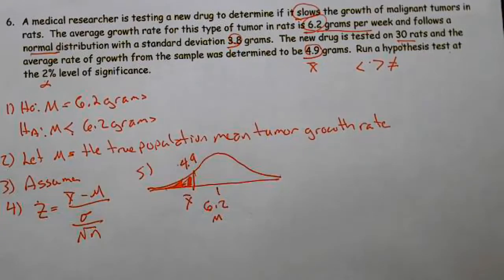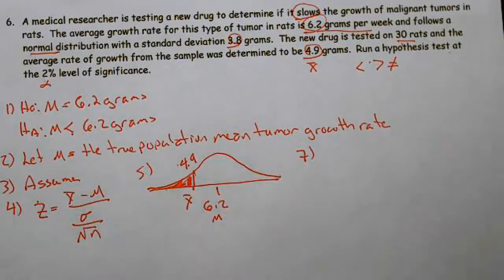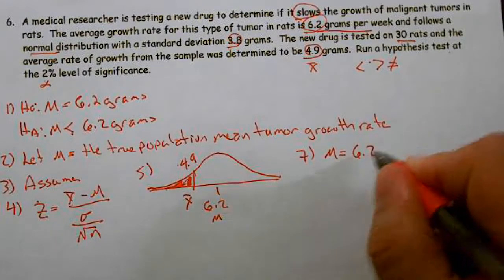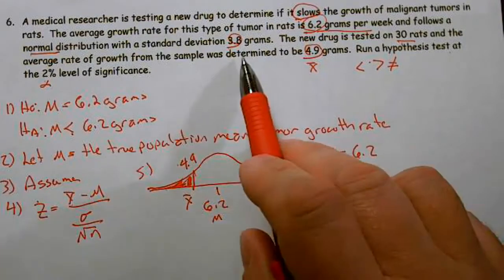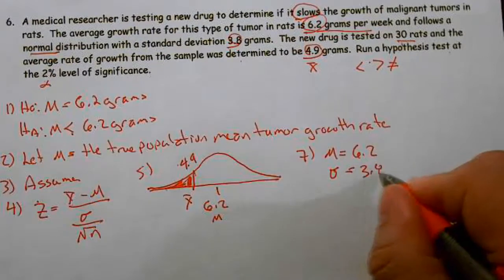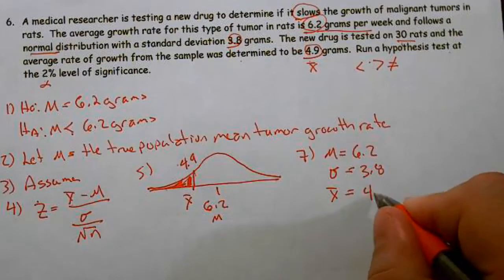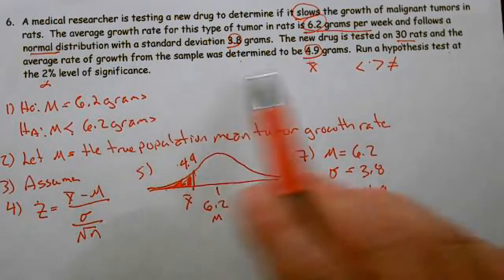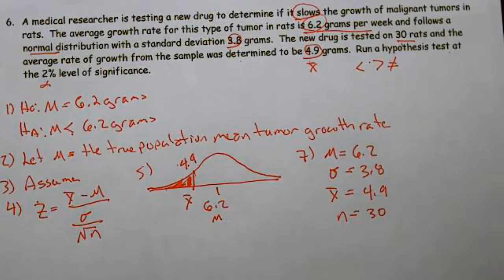Number 6, enter the data. We don't have data to enter, so we're on to number 7. And number 7 says list the inputs. Well, our mean is 6.2. Our standard deviation, they gave us and told us it was 3.8. Our X bar was, we got a sample of 4.9. And our n, our sample size, happens to be 30. Number 8 says plug in the values. So we're going to go ahead and plug in the values and make our probability statement.